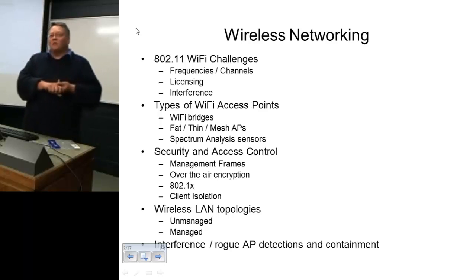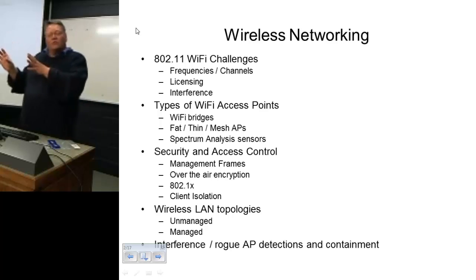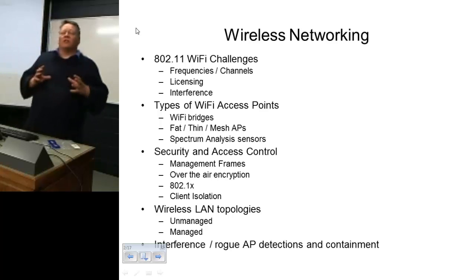One's called a fat access point, where all the intelligence and configuration is within the access point, and you configure them individually. Then you have what are called thin access points, and now we have them that are called hybrid access points. With a thin access point, all the configuration is stored centrally. The access point talks to the central controller, downloads its configuration and gets going.